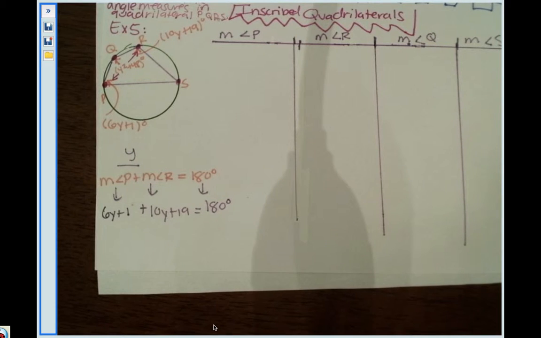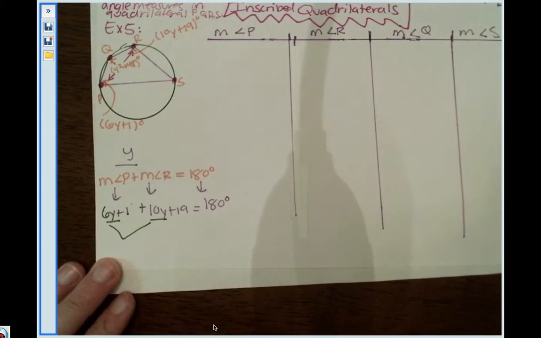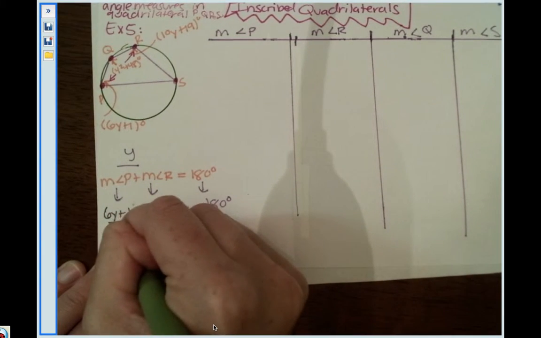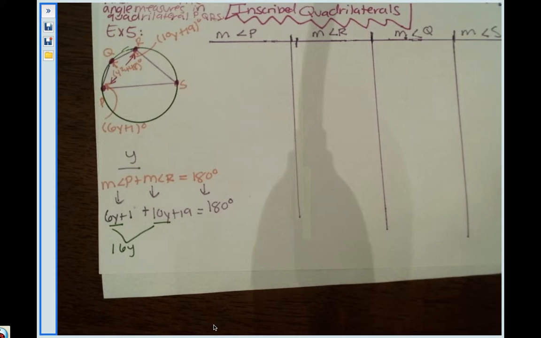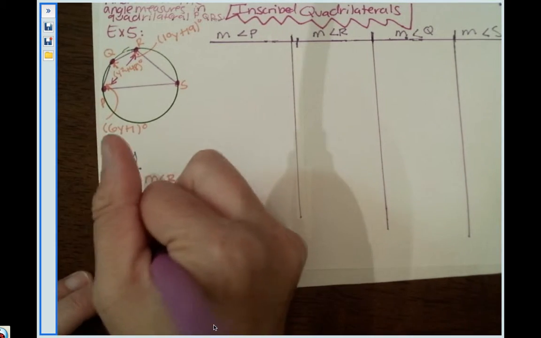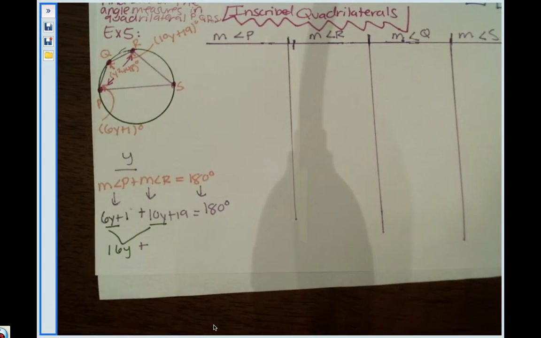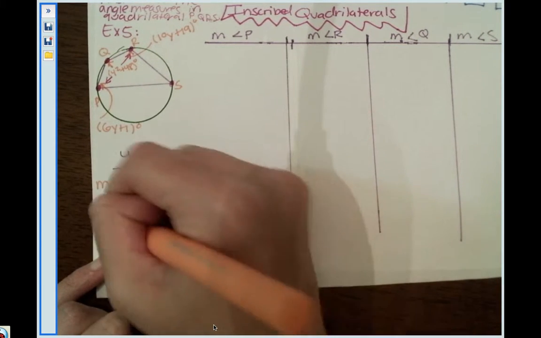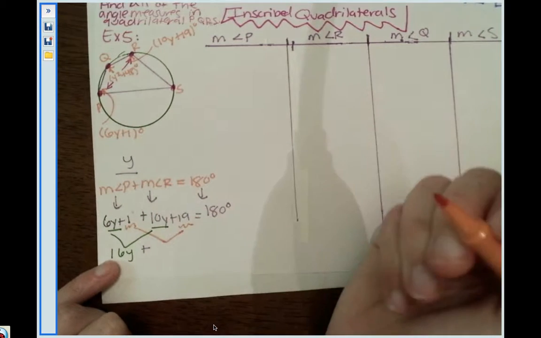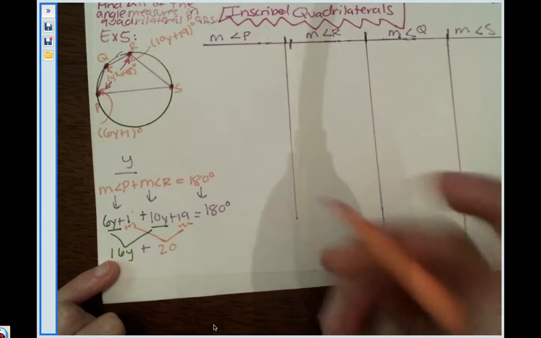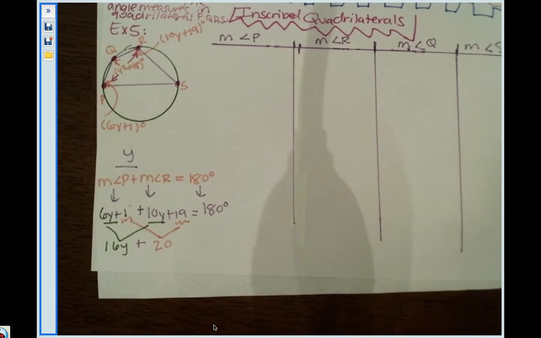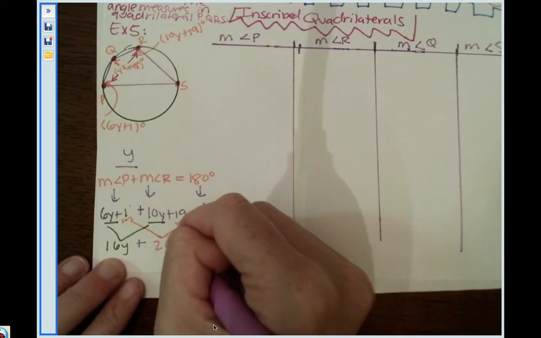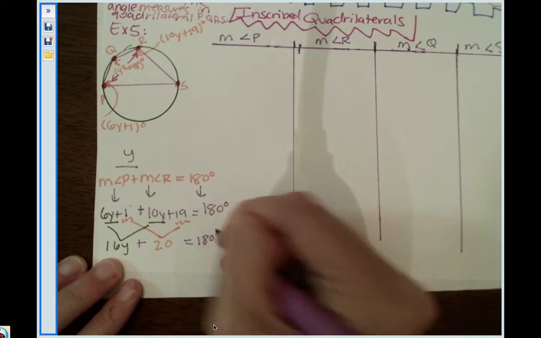So I'm going to combine my like terms. 10y and 6y are like terms, which add to be 16y, plus my other like terms, the terms without the y, so the 1 and the 19, which add up to be 20. And they should add up to be 180. All right, let's keep going.